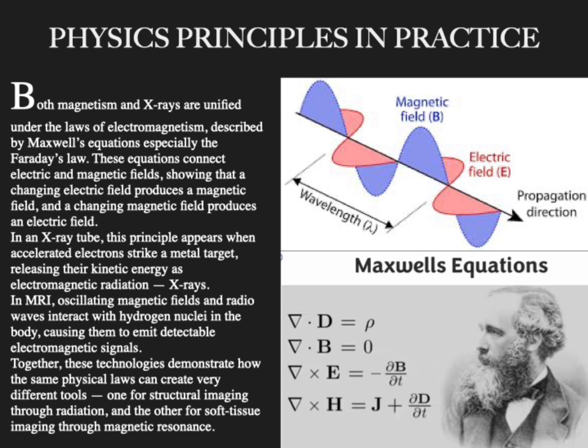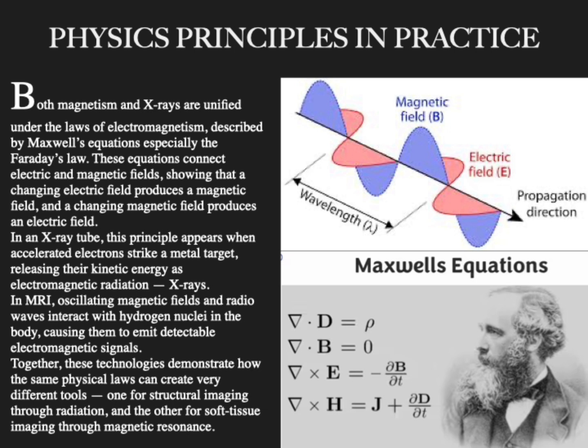The physics behind these two. Both magnetism and X-rays are unified under the laws of electromagnetism, described by Maxwell's equations, especially Faraday's law, which we learned in class. These equations connect the electric field and the magnetic field, showing that a changing electric field produces a magnetic field and vice versa.